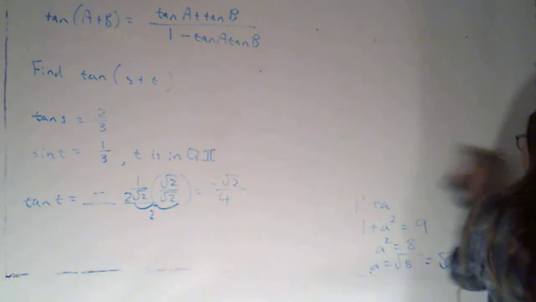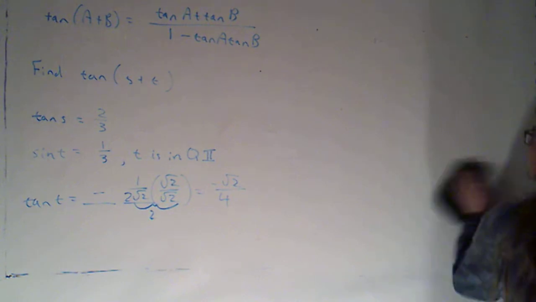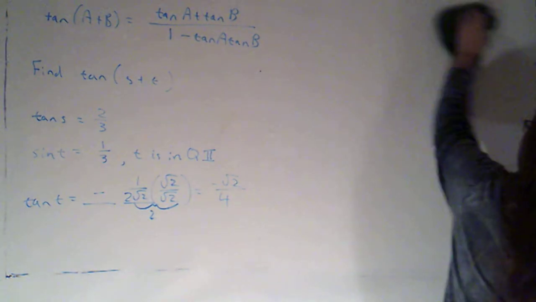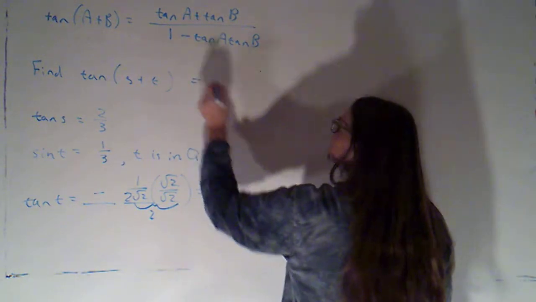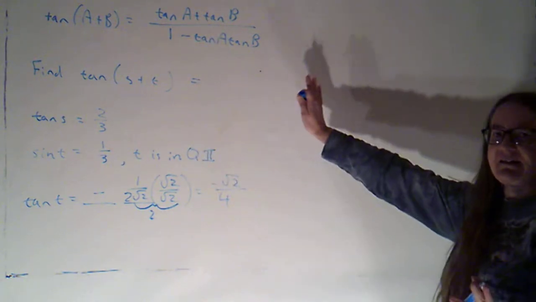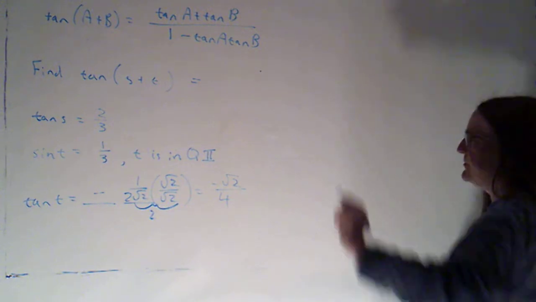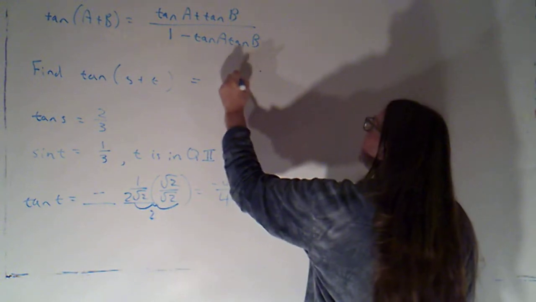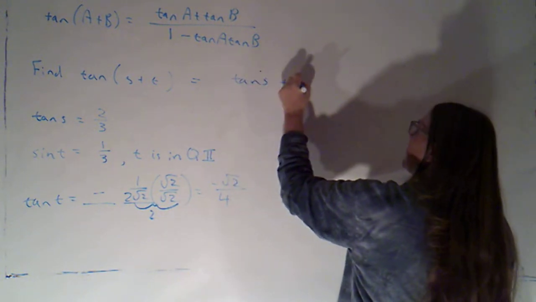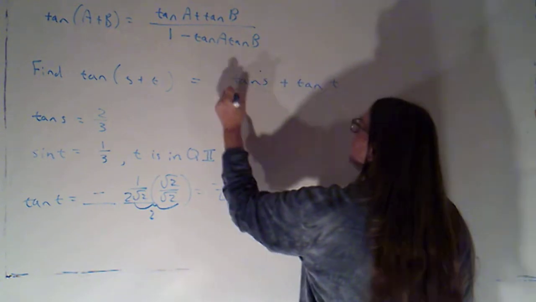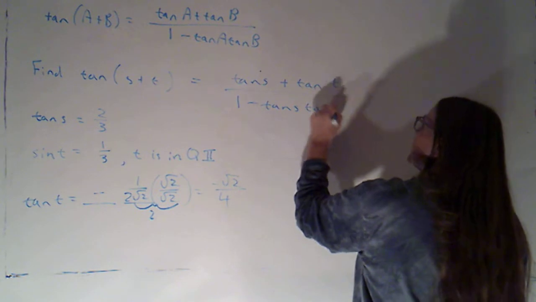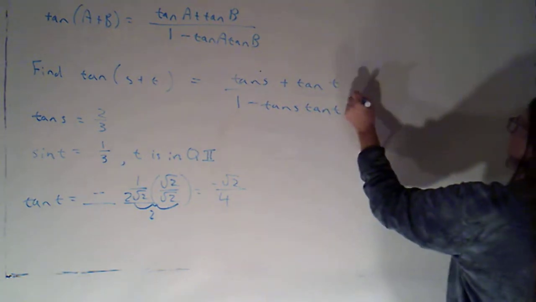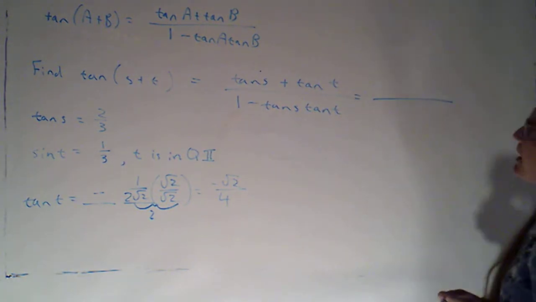All right. So now we've got tangent of both of our angles. So we should be able to plug into the formula, and then we'll probably have a bunch of algebra to do to simplify. So first thing I'm going to do is just recopy the formula with s's and t's so that I don't get myself confused having the wrong letters. So it's tangent of the first angle plus tangent of the second angle over 1 minus the product of the two tangents. So now let's just plug in what we've got.